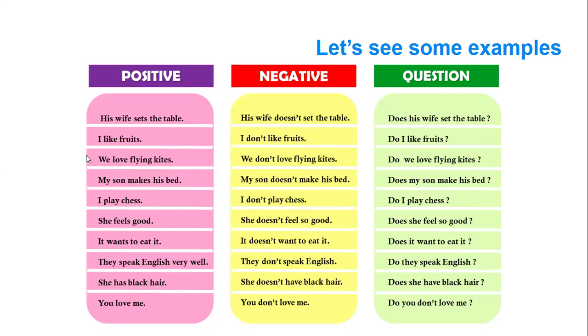Continue, Radel, with the next line. My son makes his bed. My son doesn't make his bed. Does my son make his bed? Okay, very good, very good.